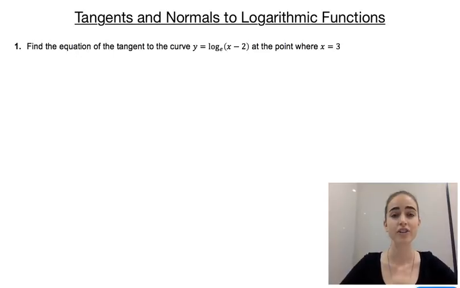In this video, I want to have a look at tangents and normals to logarithmic functions. Now, we've looked at questions really similar to this, but with exponential functions or just with other functions. So there's no notes for this, we're just going to jump straight into some examples.